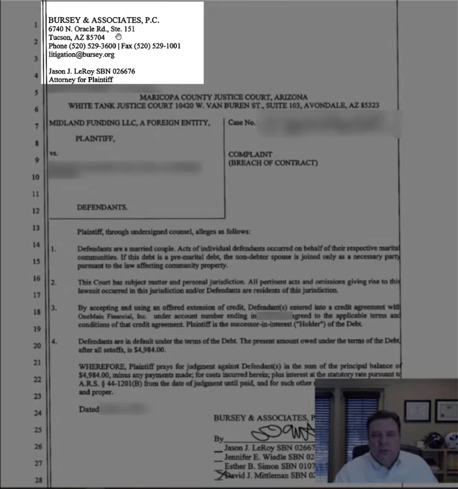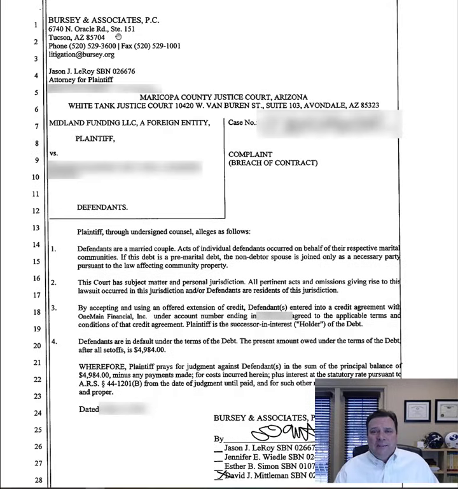Now, if we look in the upper left-hand corner of the complaint, this is where you're going to find the information for the attorney that's representing the debt collector, the creditor, whoever the plaintiff is. These are the attorneys that they have hired to represent them. Now, this becomes a point of confusion for a lot of people because some people will believe that the attorneys are the ones who actually are claiming ownership of the debt and that they're the ones who are saying that they're entitled to payment. Typically, that's not the case.